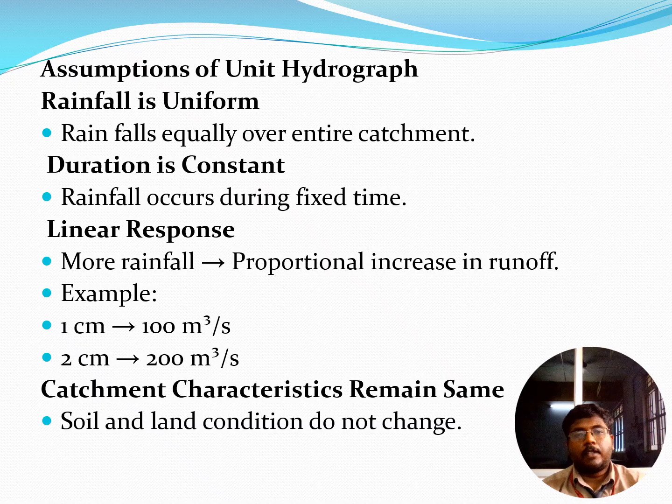Next we see what the assumptions to be followed in the unit hydrograph are. Rainfall is uniform, duration is constant, response is linear, and catchment characteristics remain the same. Rainfall is uniform means that during the entire calculation, rainfall falls equally over the particular location. Duration is constant means that rainfall occurs during a fixed time interval. Linear response means the runoff increase is directly proportional to the increase in the amount of rainfall.